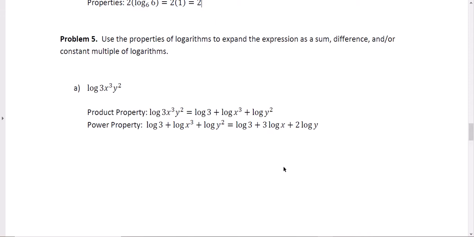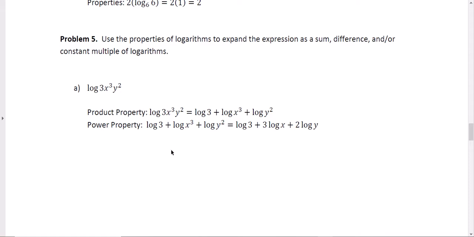All right, problem 5. Problems 5 and 6 are the ones that you definitely want to practice. They will be on your exam. Use the properties of logarithms to expand the expression as a sum, difference, and or constant multiple of logarithms. So the log of 3x cubed times y squared.